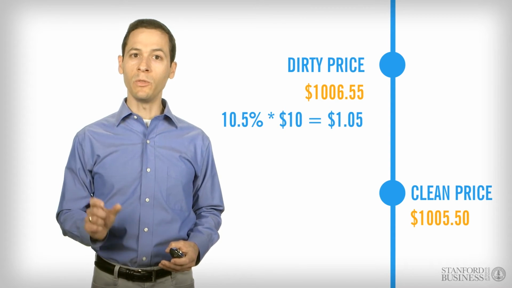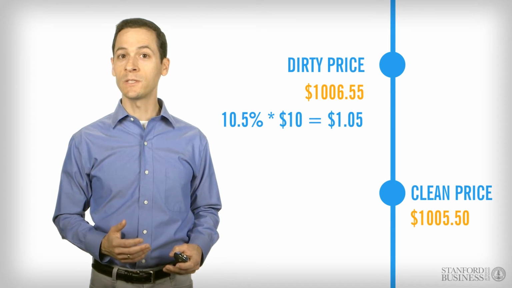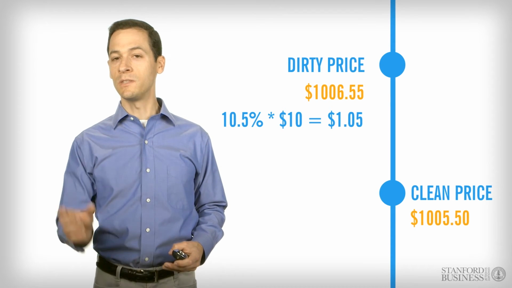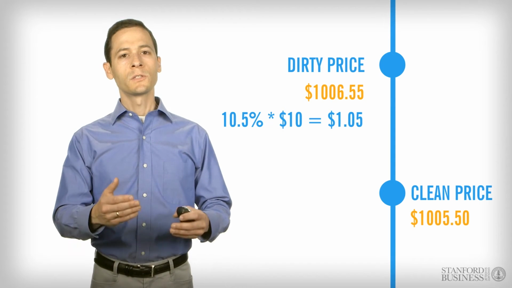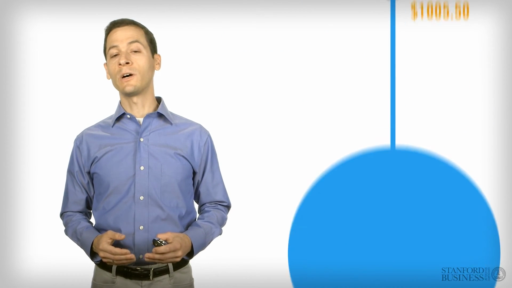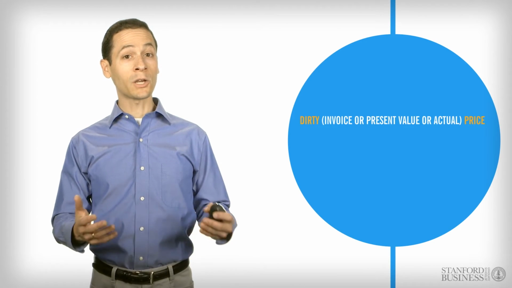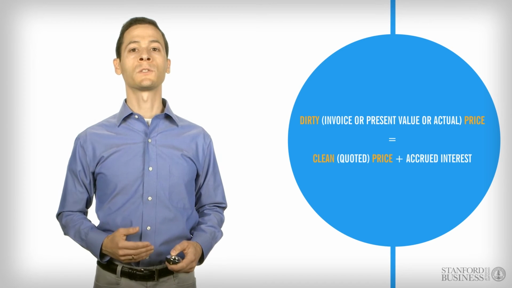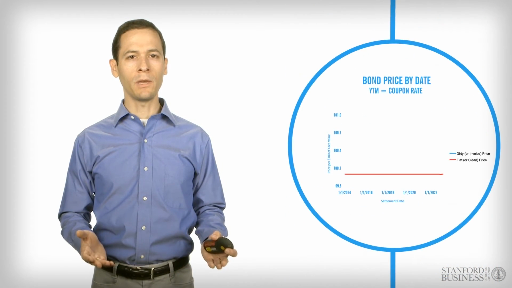That's the difference between the dirty price you actually pay, $1,006.55, and the clean price that is quoted, $1,005.50. The difference is that $1.05 of accrued interest. So the relation we have is as follows. The dirty invoice or present value or actual price is equal to the clean or quoted price plus accrued interest. Why quote a price that's not actually paid?